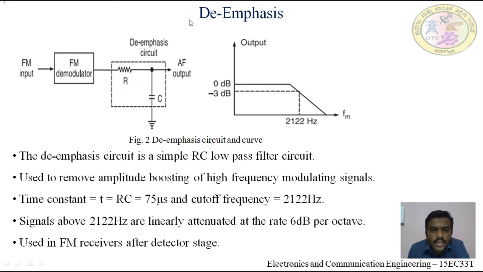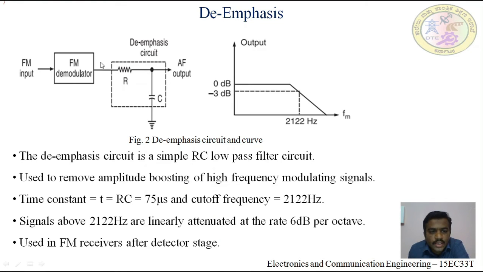Now consider the de-emphasis circuit. Figure 2 shows the de-emphasis circuit. The de-emphasis circuit is placed at the output of the FM demodulator circuit. This de-emphasis circuit is a RC low-pass filter circuit. First, the FM wave is demodulated using the FM demodulator circuit. This demodulation process generates the modulating signal.